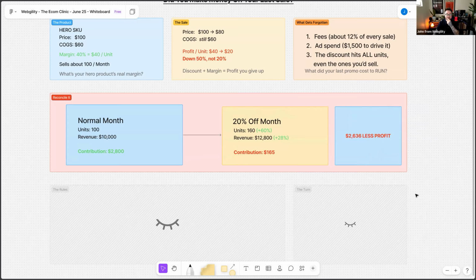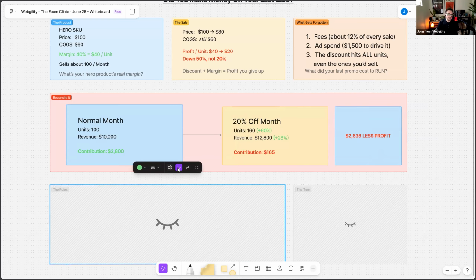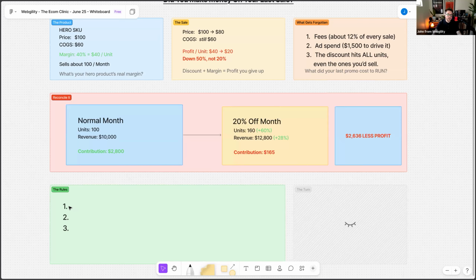So that's the ultimate takeaway here. Okay. And so what we want to talk about here is the rules. These are essentially equations or questions that you should ask yourself, things that you should be aware of before you run discounts.